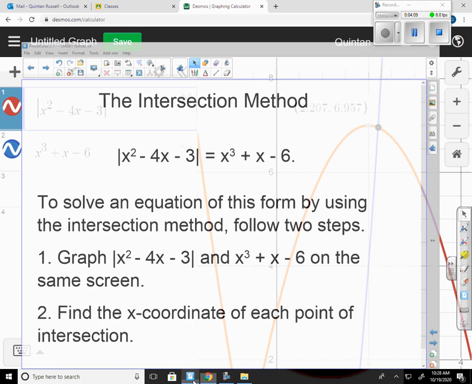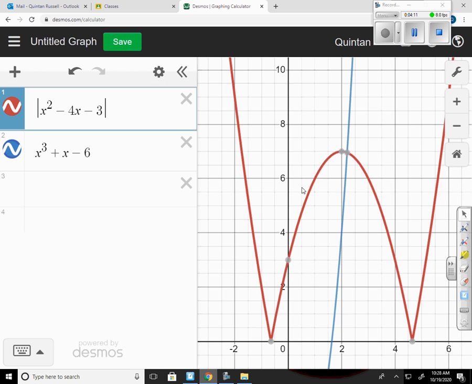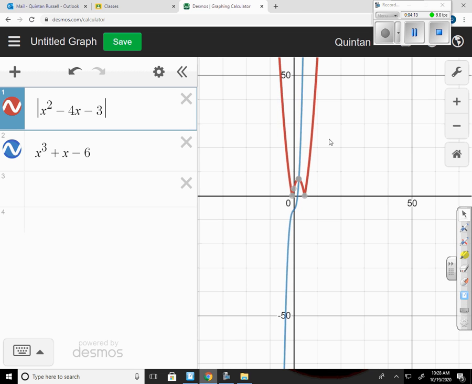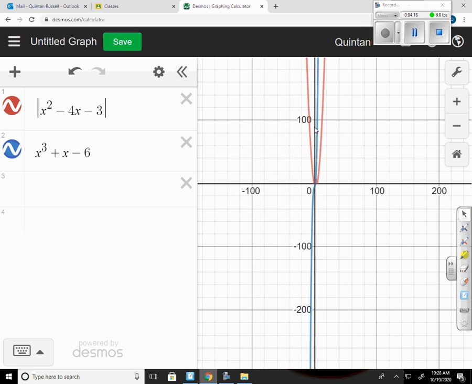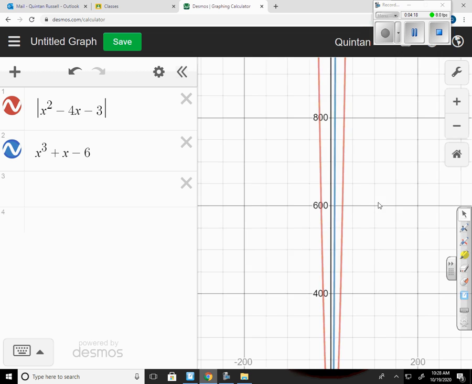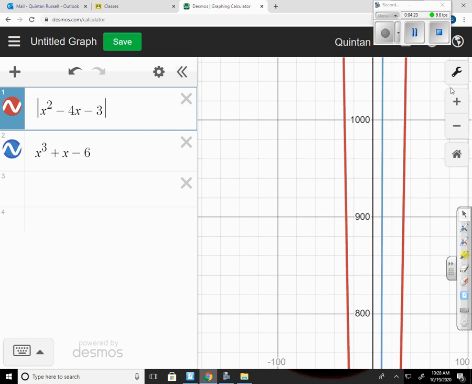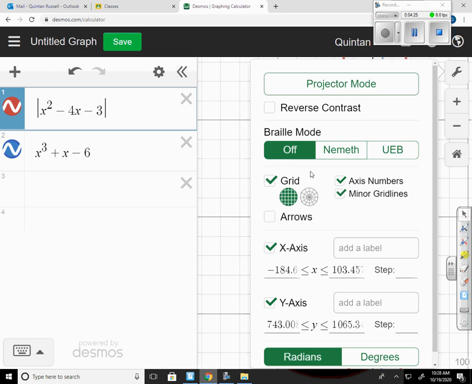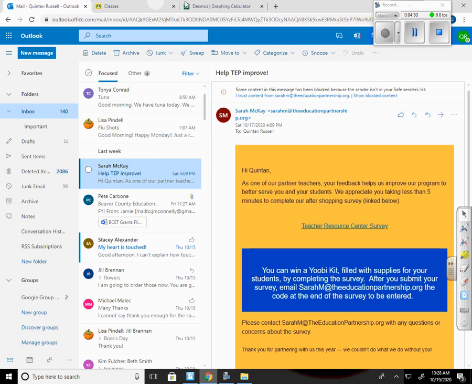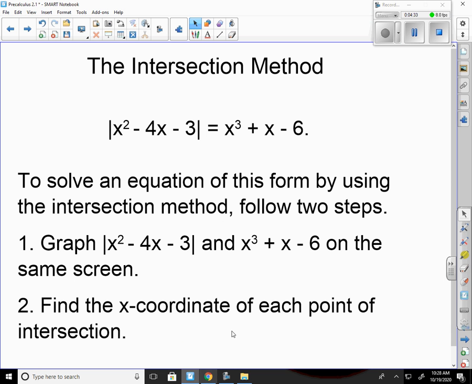In some cases, there will be more than one point of intersection, and you just have to make sure that they're not intersecting anywhere else. Like, I could keep zooming out on this, and these two lines are never going to cross again, the blue and the red. So I'm fine with the way that it is. But in some cases, you will see more than one intersection. Just something to look out for ahead of time.